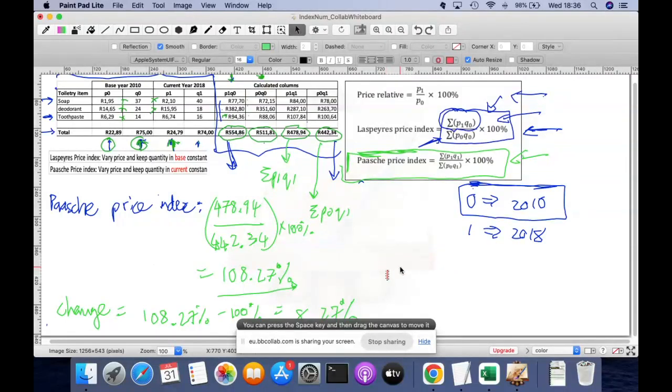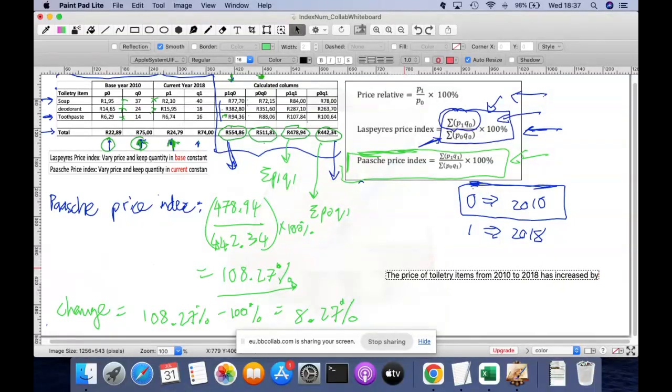Now, just like before, the price has changed because we're working with the price index, but we need to indicate which quantity is kept constant. So we're going to say the price of toiletry items. Always say from when to when. Don't say from base year to current year. You need to say what that base year is. The base year is 2010, so 2010 to 2018 increased by 8.27%.